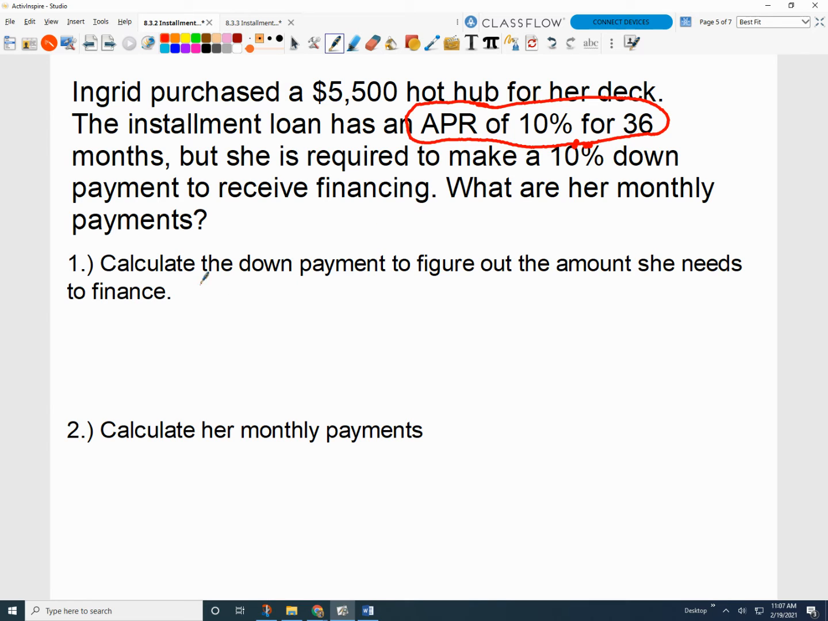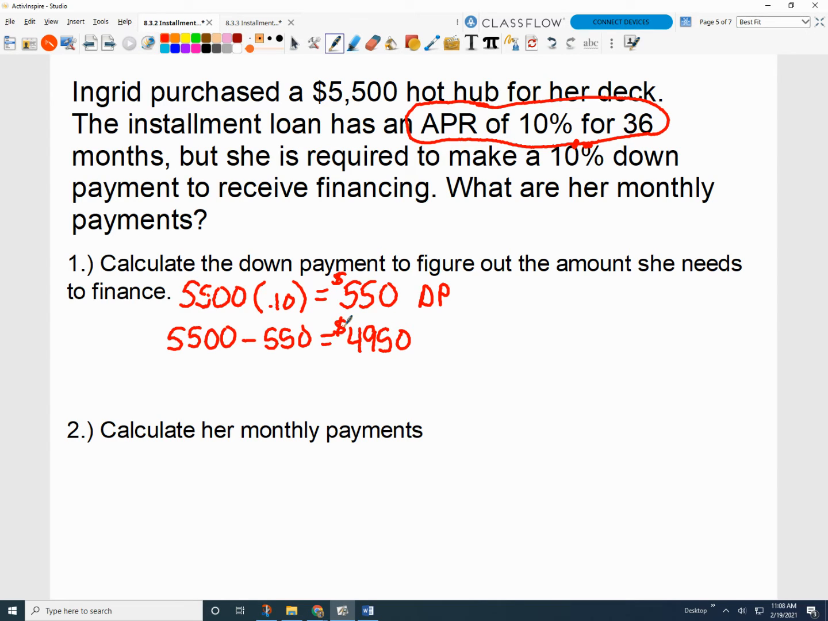So the first thing we need to do is calculate her down payment. The actual hot tub costs $5,500. We're going to have to find out what 10% of that is. 10% of $5,500 is $550. That is her down payment. So the amount that she actually is going to borrow is the full cash price of the hot tub minus her down payment, which is $550. So she only has to borrow $4,950.